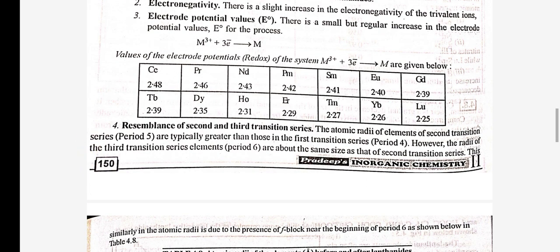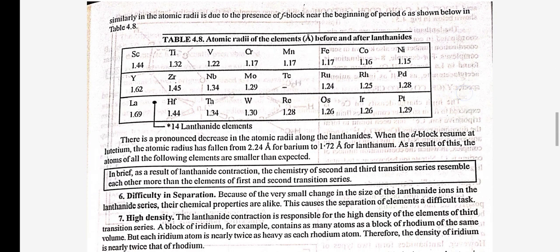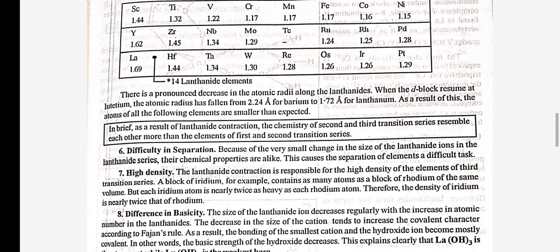Resemblance of the second and third transition series. The atomic radii of the elements of the second transition series are typically greater than those in the first transition series. However, the radii of the third transition series elements are about the same size as those of the second transition series. This similarity in the atomic radii is due to the presence of the f block near the beginning of the 6th period. There is a pronounced decrease in the atomic radii along the lanthanides.